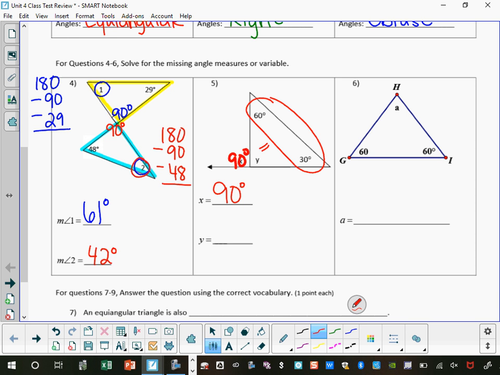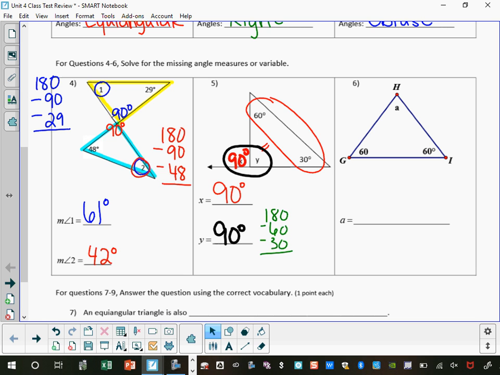So this guy is 90, and I know that X and Y are a linear pair. They're side by side, so they have to add up to equal 180. What is the measure of Y going to be? 90. You can do it that way, or you can do 180 minus 60 minus 30, and you still get 90. So you can look at the linear pair, or you can just take the interior angles. I think it's easier just to always take the interior angles. So you add up the angles on the inside to get the ones on the outside? Mm-hmm.